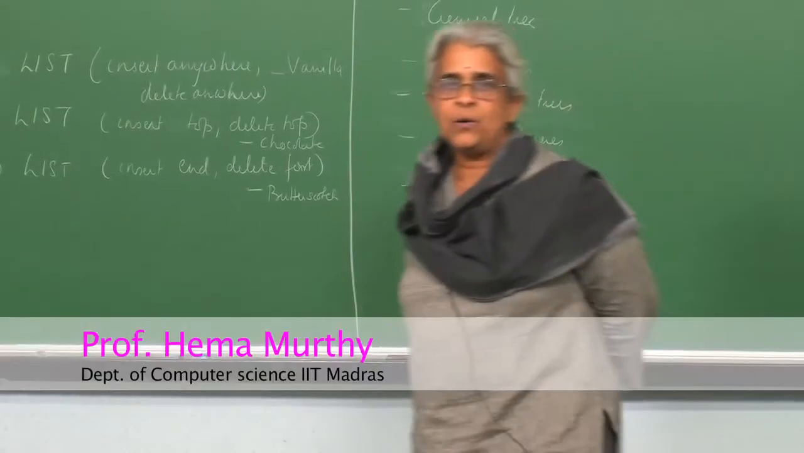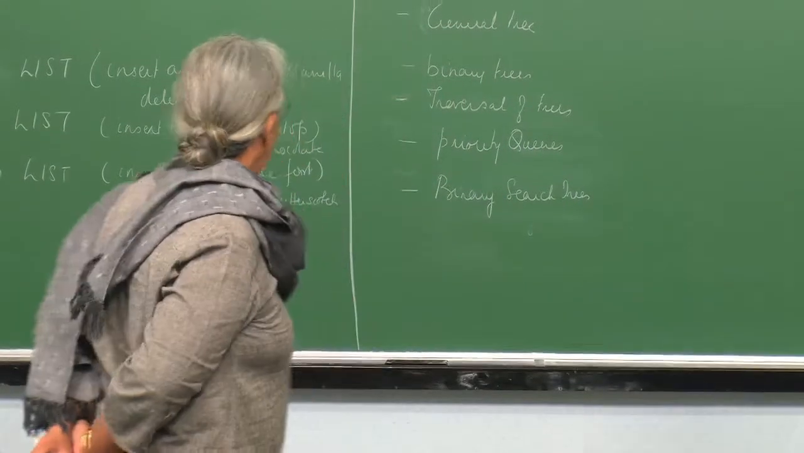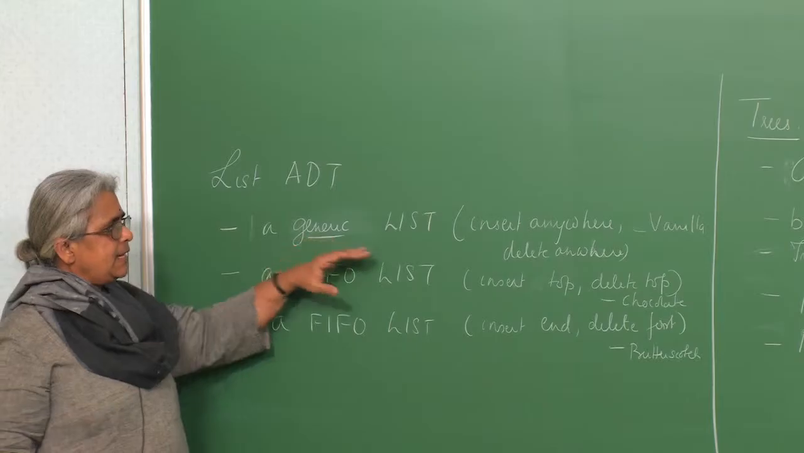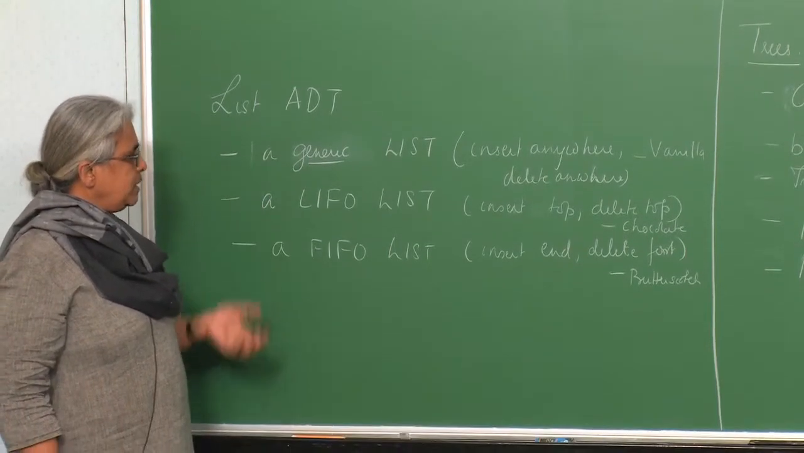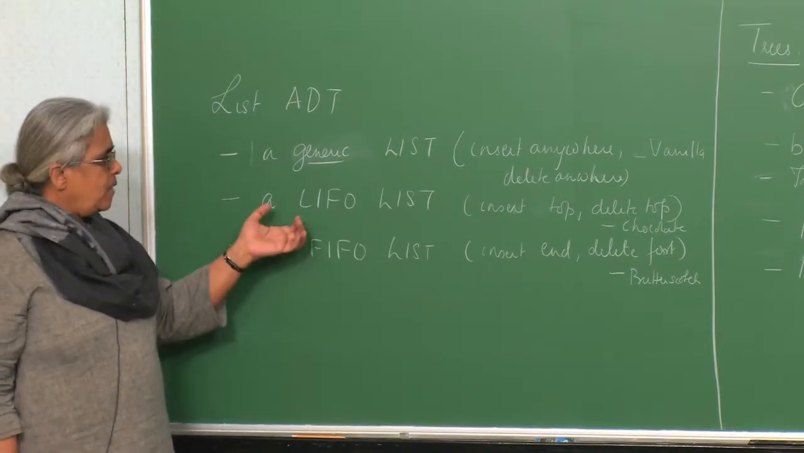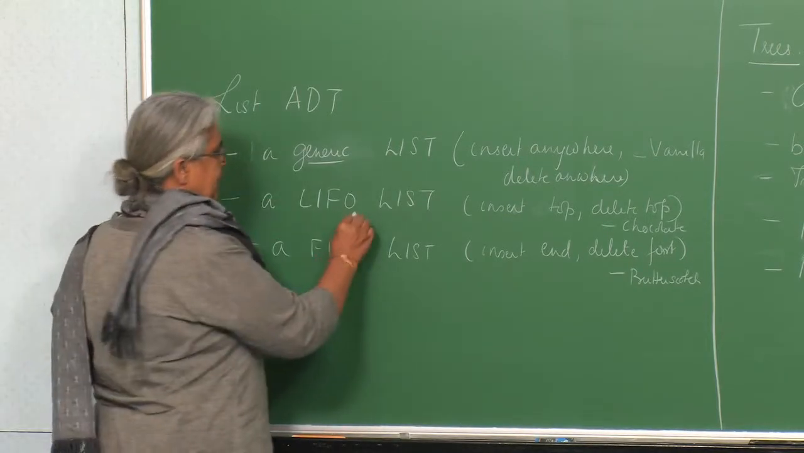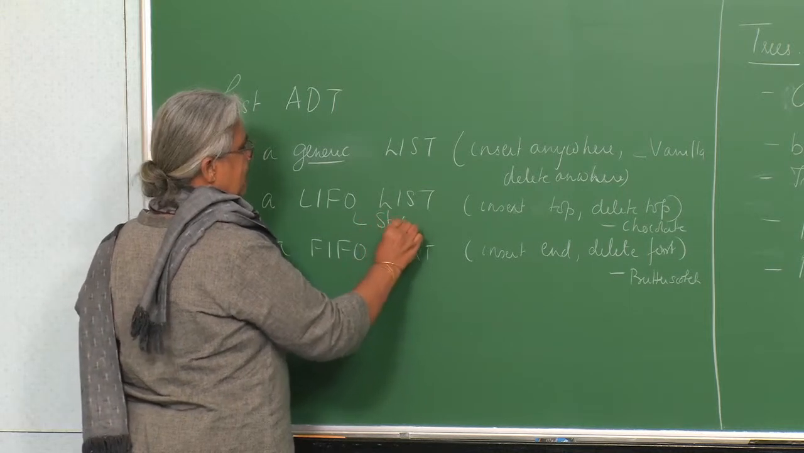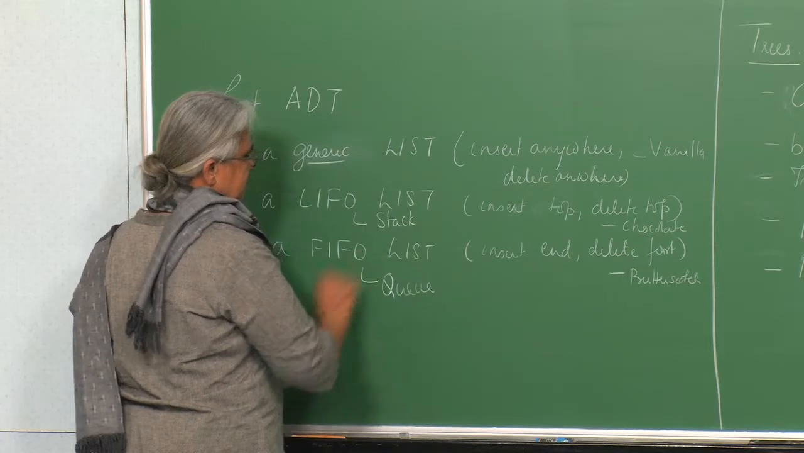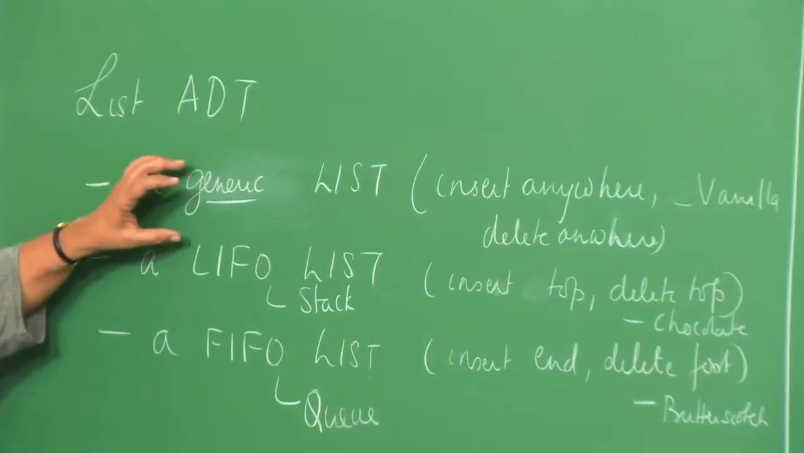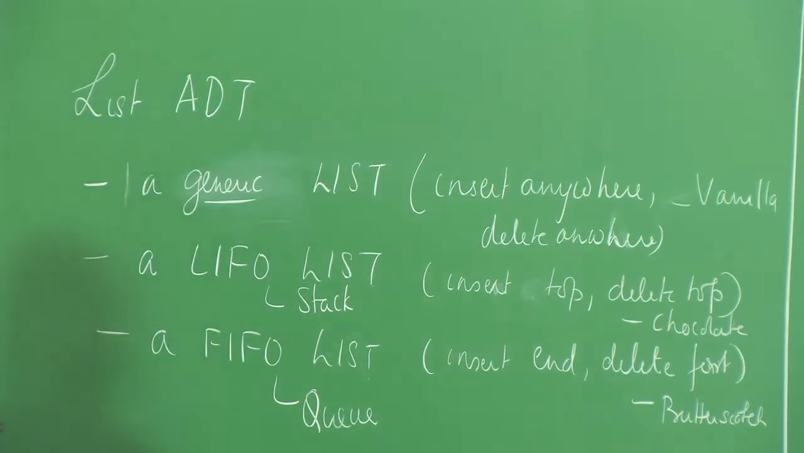In the last class we looked at the list ADT, and we talked about a generic list ADT where we said insert any element anywhere, and then we talked about two other flavors of the list ADT. One is the stack, LIFO, last in first out, and the other is the FIFO, first in first out, or the queue ADT. Now, the generic list ADT, what did it consist of? It consisted of a sequence of items.